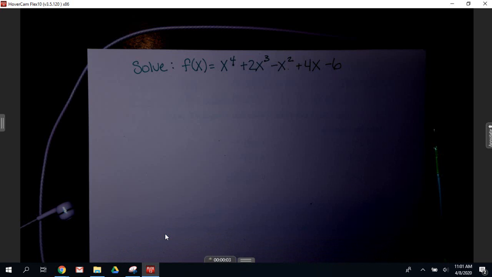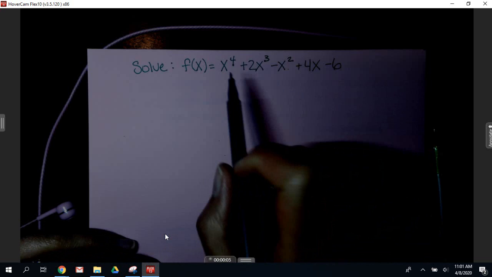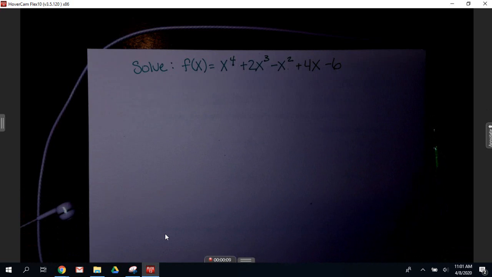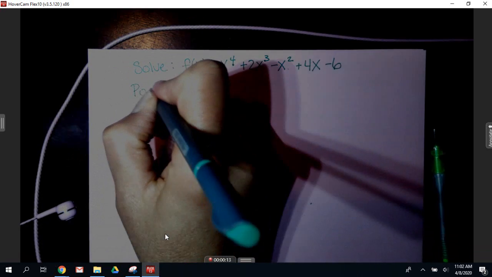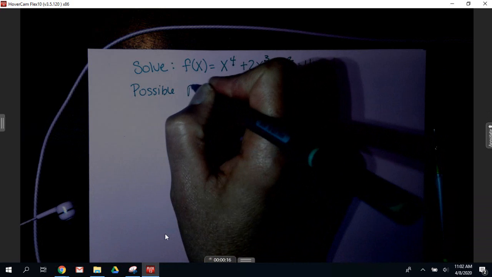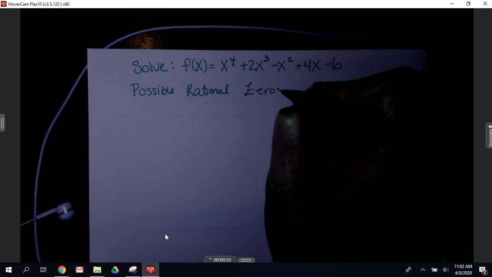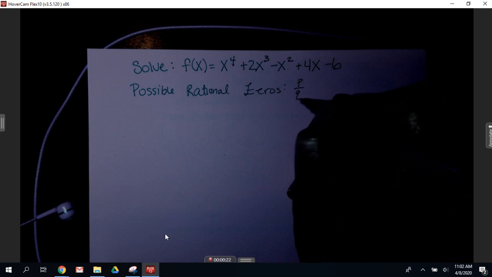Alright, so for our next example, we now have a fourth degree polynomial. So we're going to start in the exact same way. We're going to find our list of possible rational zeros. So this is our P over Q.